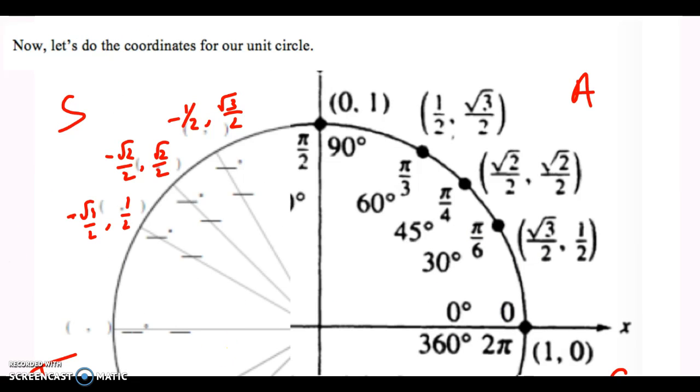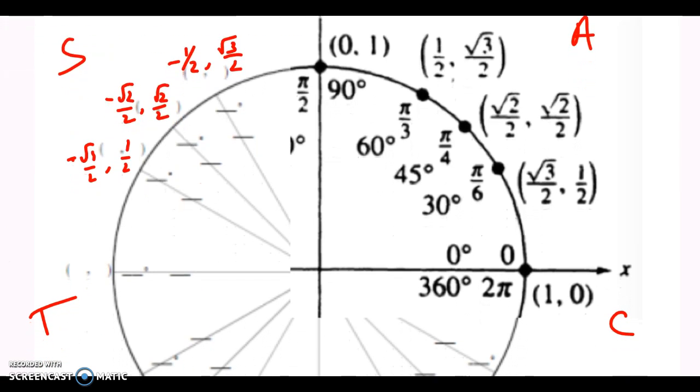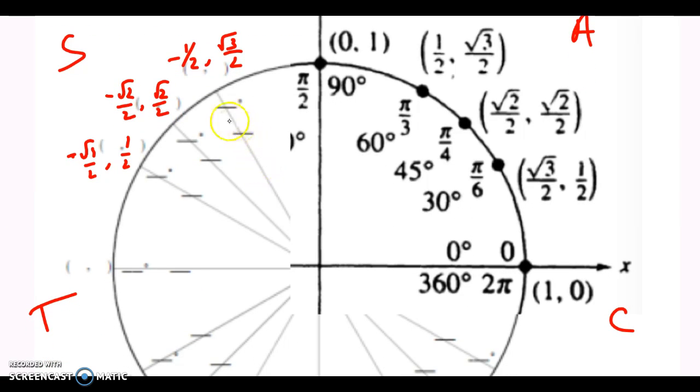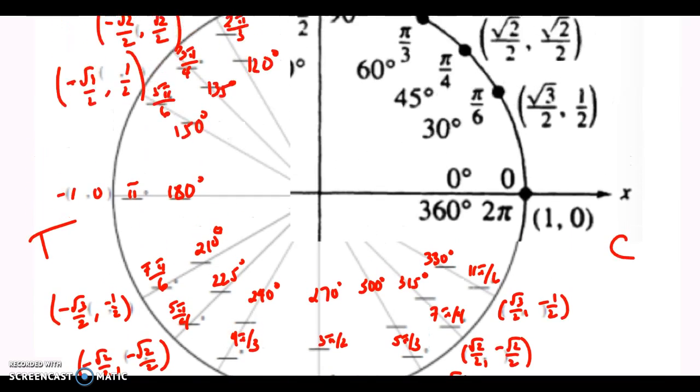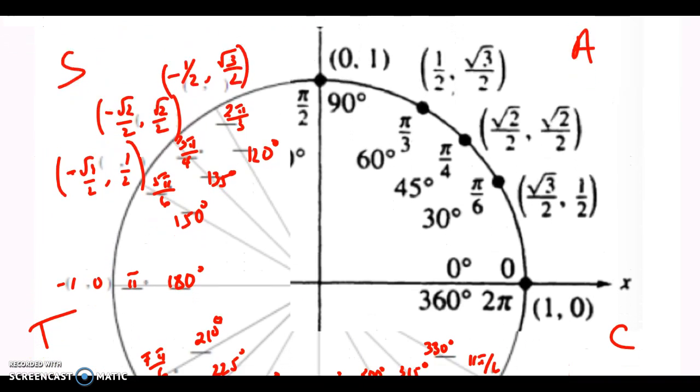And see if you can fill in the rest of the unit circle. I'm going to have the unit circle with all the angles, the radians, and the coordinates completely filled in. And hopefully that's what you were able to get once you filled in the entire unit circle.